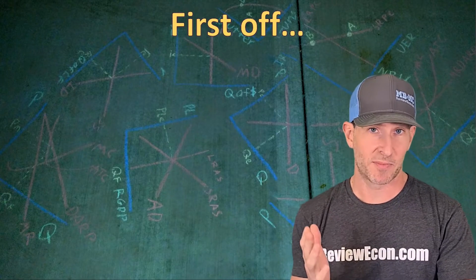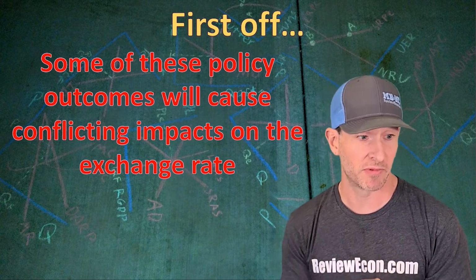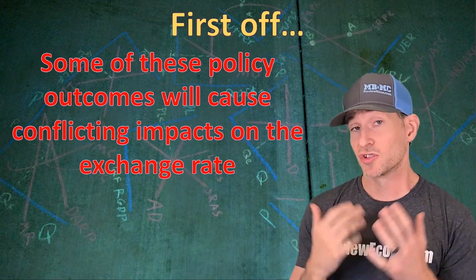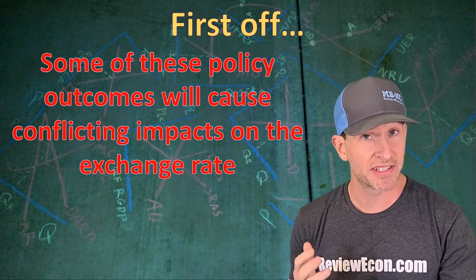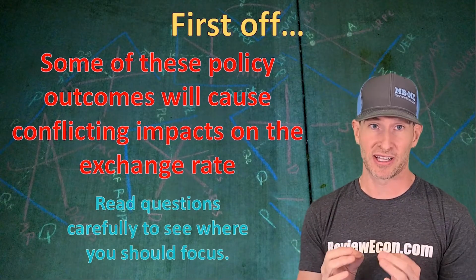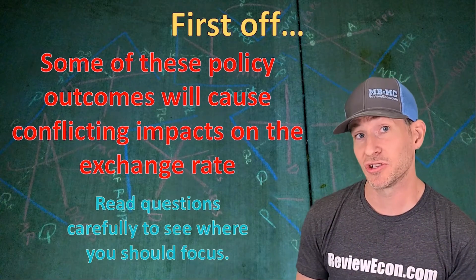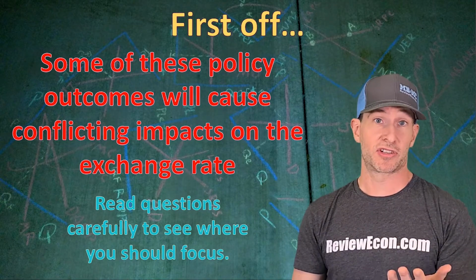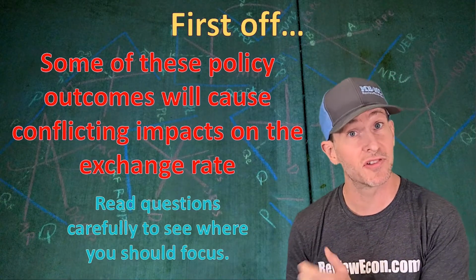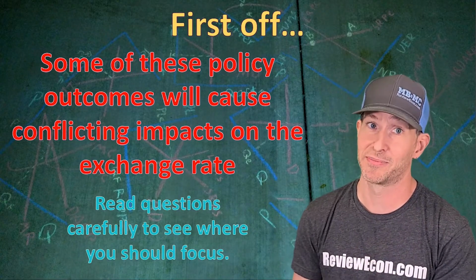Before we get started, I have to point out that some of the government policies that we will talk about will have conflicting outcomes on the foreign exchange markets. So what do you do when that occurs? Well, my suggestion is you focus on what the question asks you. Read it carefully. There will usually be keys that help guide you in answering the question. So if it tells you to focus on the price level impact, focus on the price level impact. If it's the interest rate impact, focus on the interest rate impact. And then you will get the right answer.